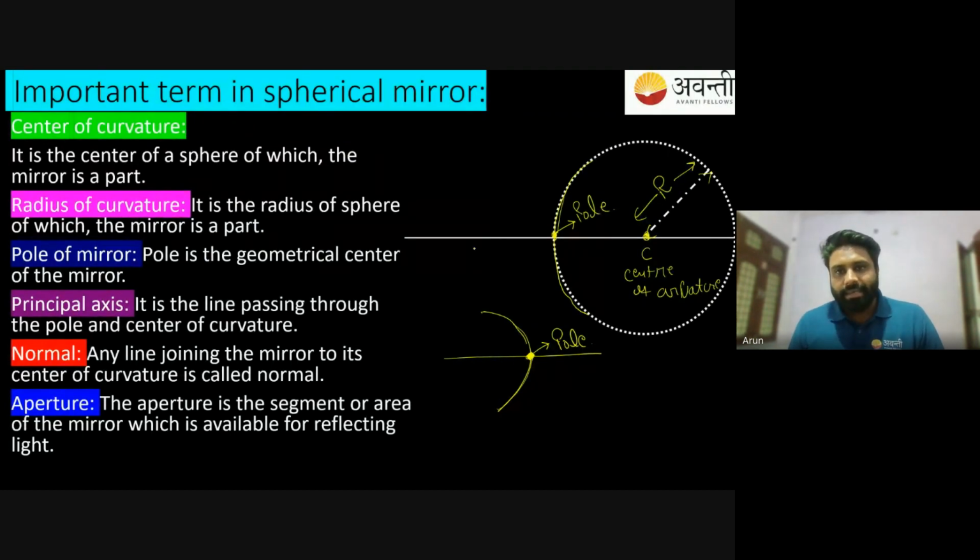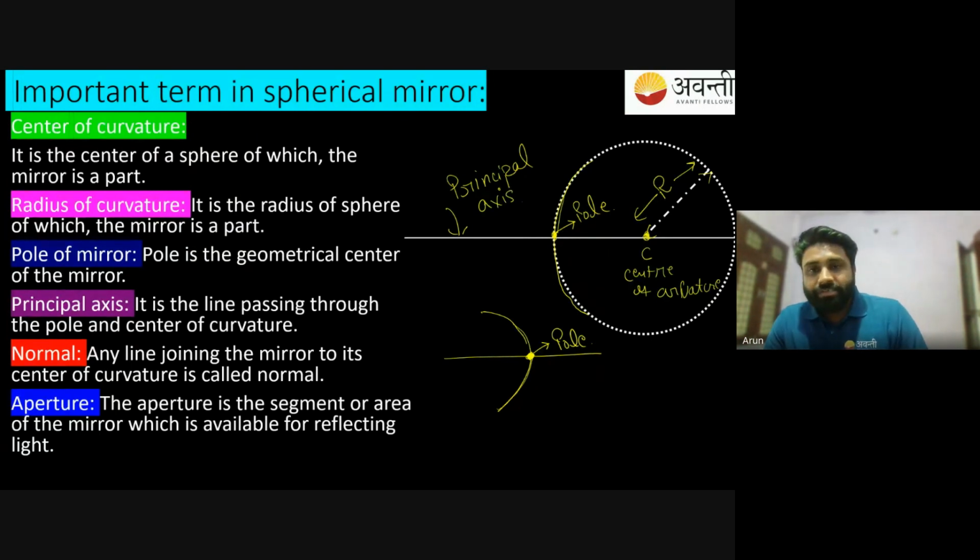What is the principal axis? This line is termed the principal axis. So what is the definition of the principal axis? The principal axis is nothing but the line which passes through the pole and the center of curvature. That line is termed the principal axis.